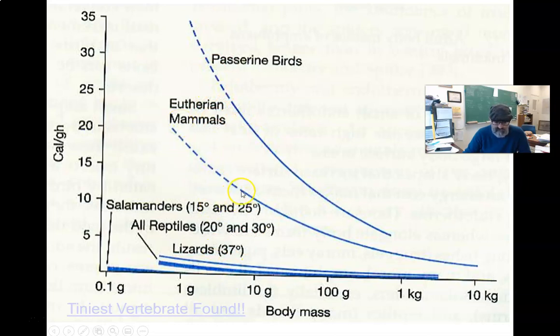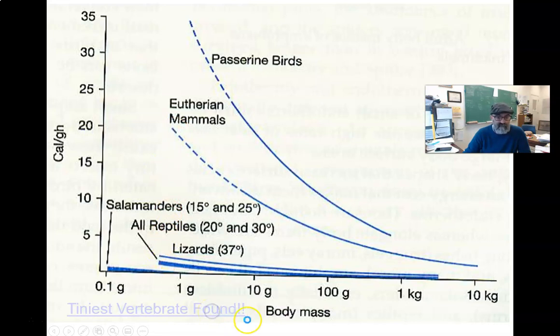Here is basically the smallest body size achievable by a mammal and by a bird. Why is that? Because if you extrapolate back here, a 1 gram eutherian mammal would need to burn 20 calories per gram hour, which is basically if you eat Crisco and sausage biscuits all day long, you simply can't provide enough calories. Okay, so what is the tiniest vertebrate?